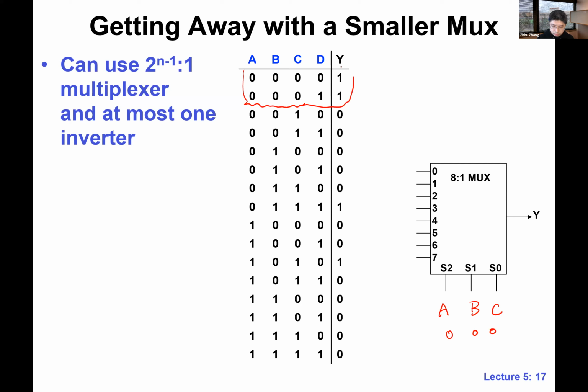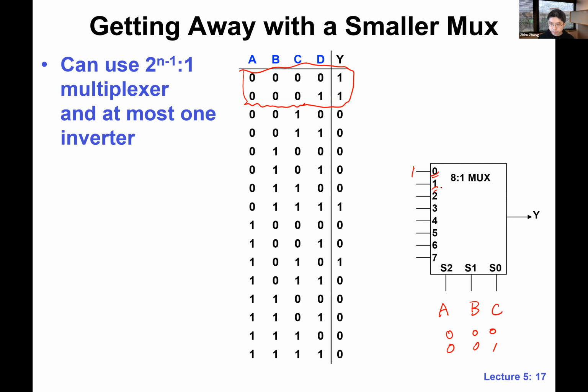We look at these 2 rows, where ABC are all 0. If you look at these 2 rows, it doesn't really matter whether D is a 0 or 1. Regardless, Y is going to be 1. So for the mux, if ABC are all 0, we're going to select this input, I0. And if Y is always 1 regardless of the value of D, then we put a 1 here. Make sense? How about 0, 0, 1?